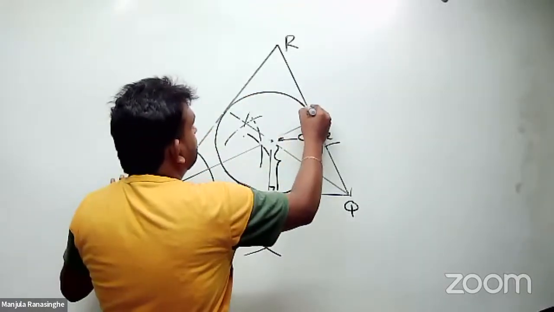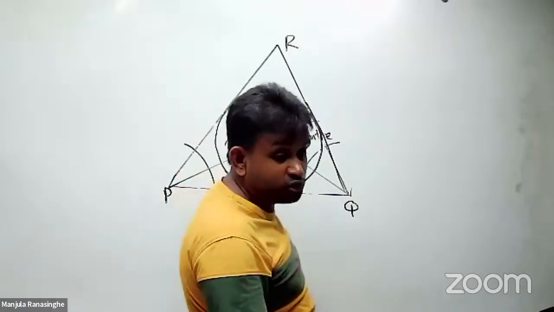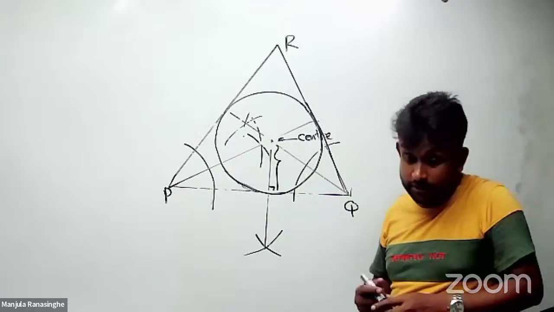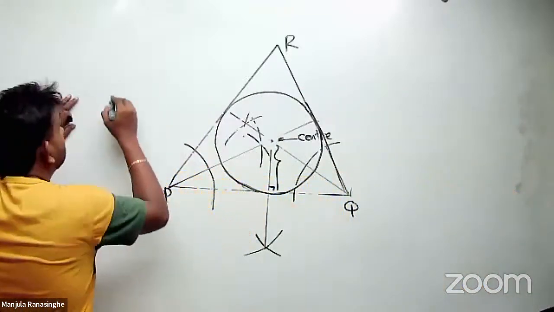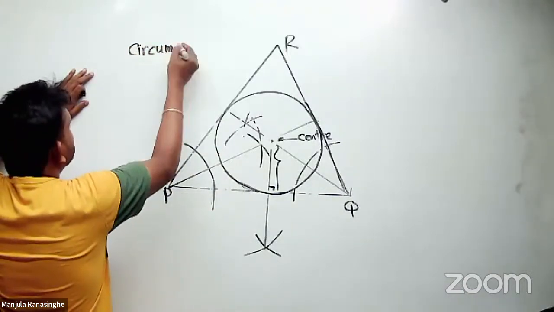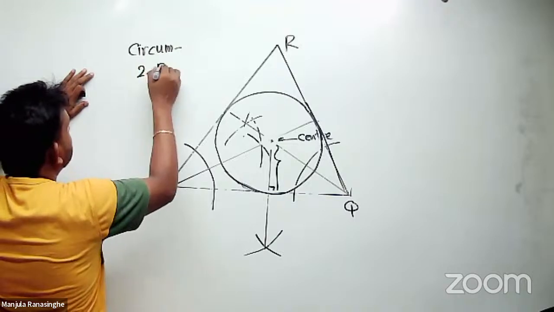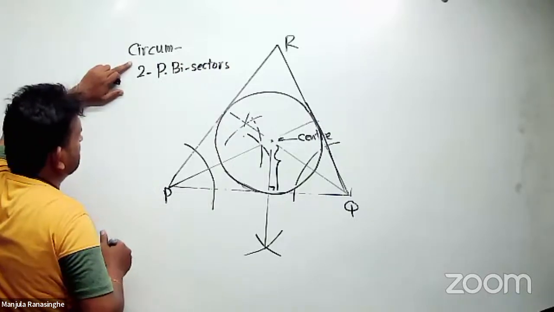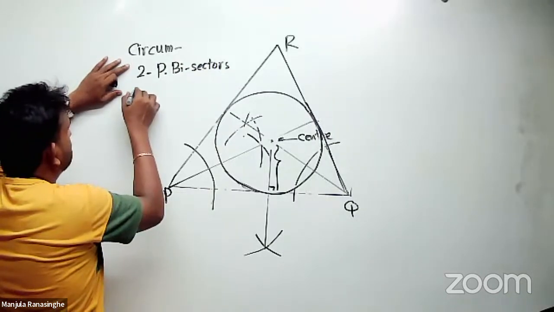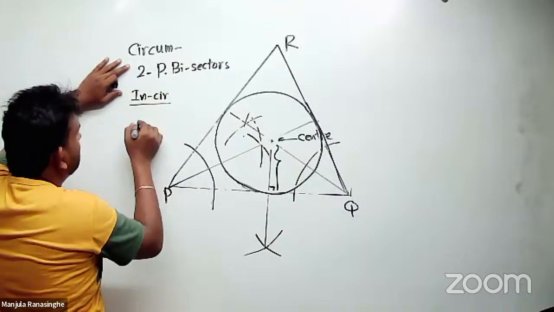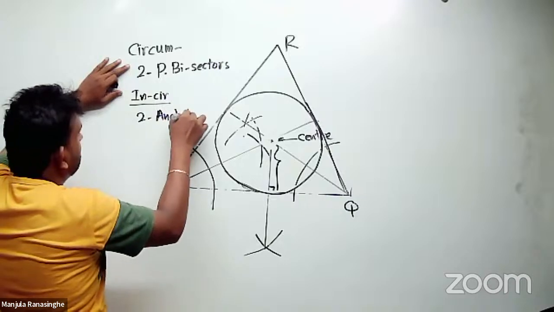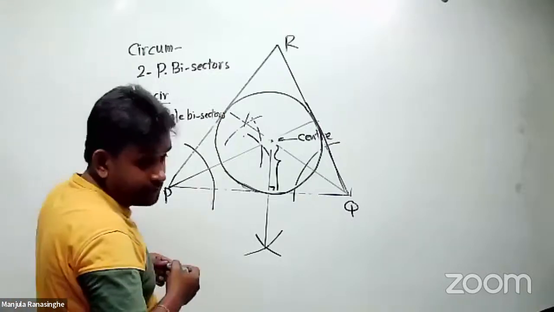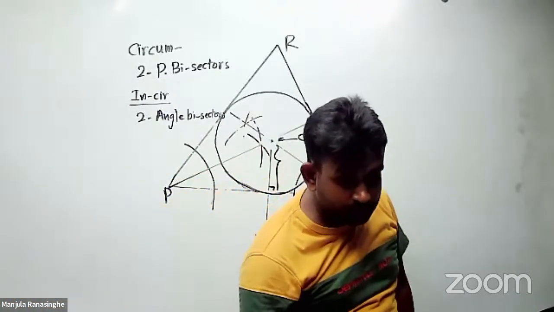So this was the circle drawn by this arc. So this is called the incircle. Remember now, for the circumcircle, what we did was two perpendicular bisectors to find the center. So for the incircle, we did two angle bisectors to draw the circle. So that is the incircle. That's the difference.